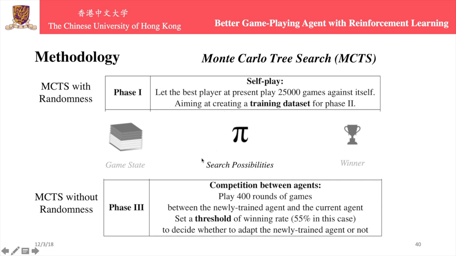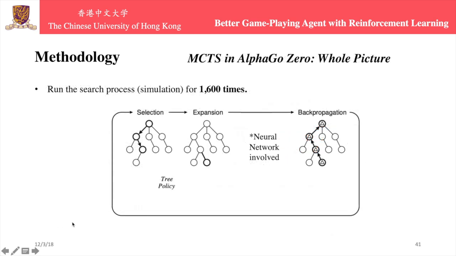Then I will discuss in detail the difference between MCTS in phase 1 and MCTS in phase 3. Generally speaking, in phase 1 there is randomness, and in phase 3 there is no randomness. We repeat this search process 1600 times before we actually choose the next move on the board.